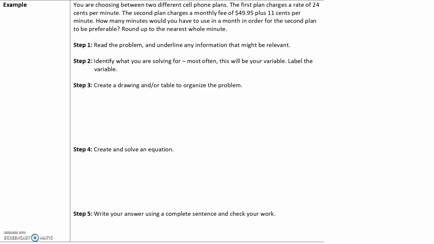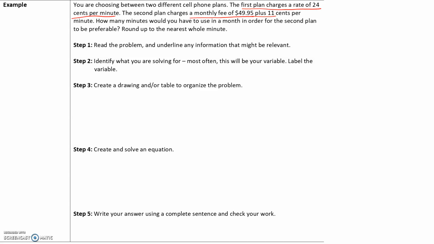So the second one, their charge per minute is lower, but they have a monthly fee, whereas the first one doesn't. How many minutes would you have to use in a month in order for the second plan to be preferable? Round up to the nearest whole minute. So read the question. Let's underline the relevant information. The first plan charges a rate of 24 cents per minute. Second plan has a monthly fee of $49.95 plus 11 cents per minute.